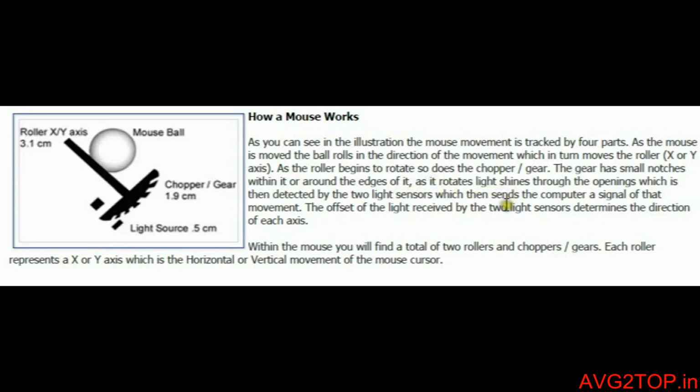When signals are sent to the computer, the moment it sets off the light receiving, the two light sensors determine the direction. So when the ball rotates between the two light sensors, depending upon the X and Y axis, it is easily able to recognize the exact spot, and it is able to display it in the GUI. There are two rollers and chopper gears in total, and each roller represents the X and Y axis, a horizontal and a vertical position of the mouse sensor. So this is how the mouse works.